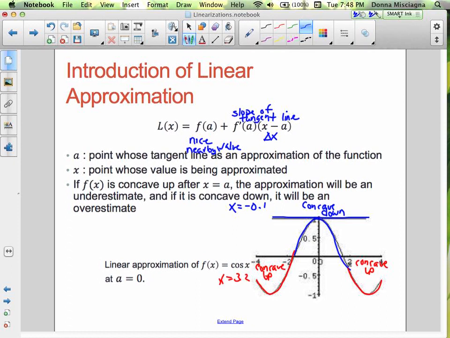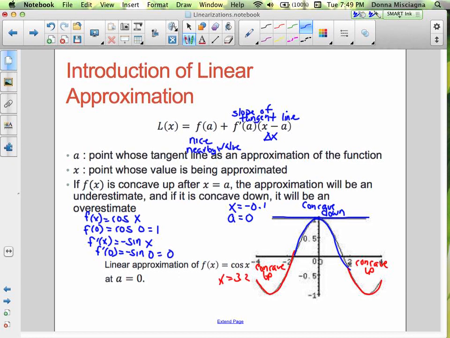Now we need a value that's nice, that's near to negative 0.1. How about 0? That one's a good value. All right, so our function here is f of x equals cosine x. So f of 0 is cosine 0, which is 1. We need the derivative. The derivative of cosine x, of course, is negative sine x. And it's pretty easy to evaluate the derivative. Negative sine 0 is just 0.